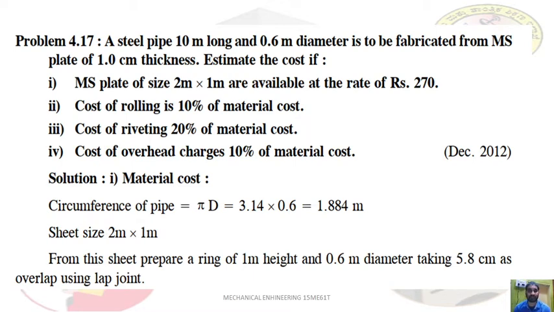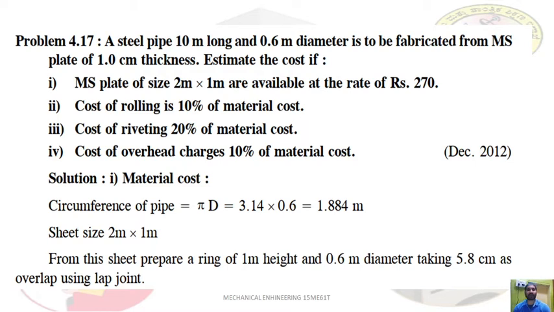So here he has not given the cost of the plate in terms of kg or in terms of area. So cost of the MS plate is given by a fixed size, 2 meter into 1 meter. So using this sheet only, you have to prepare this pipe. We have to calculate whatever the area will come, and adjust with this sheet, because the sheet is available with a fixed size and fixed cost. So using this sheet you have to calculate the cost of the plate.